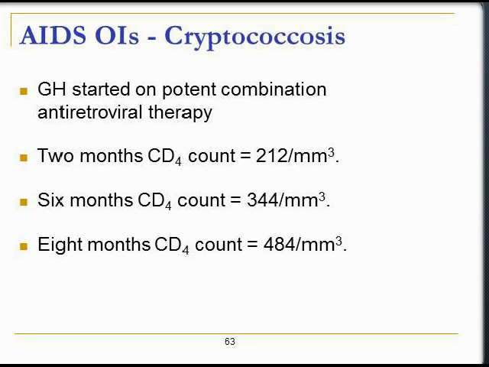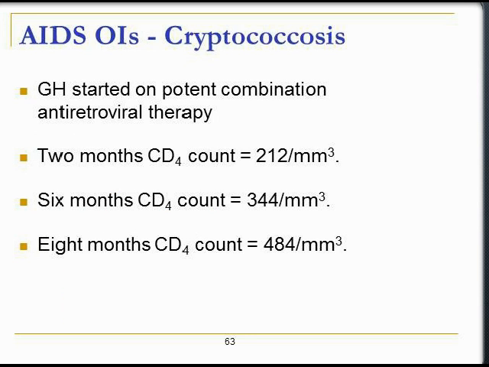Now, after being treated for the cryptococcal meningitis, he started on potent therapy. We're still on GH, same patient. This is question 7, top of page 63. For 2, 6, and 8 months after starting his therapy, his CD4 counts went up: 2 months there at 212, 6 months at 344, 8 months at 484. So the therapy, he's being adherent, is very effective. And what is then the best follow-up?